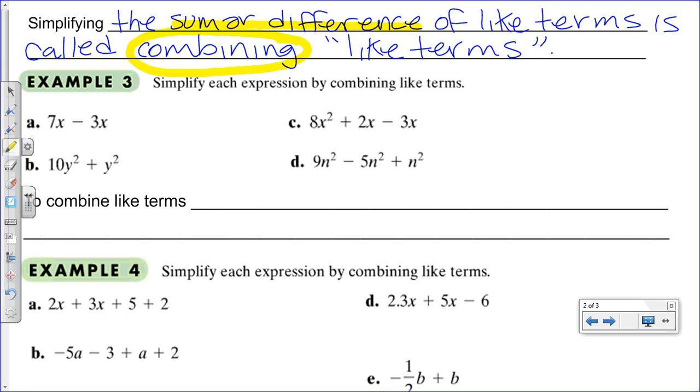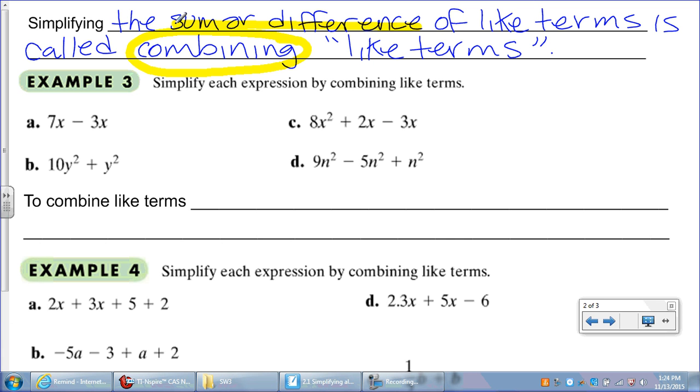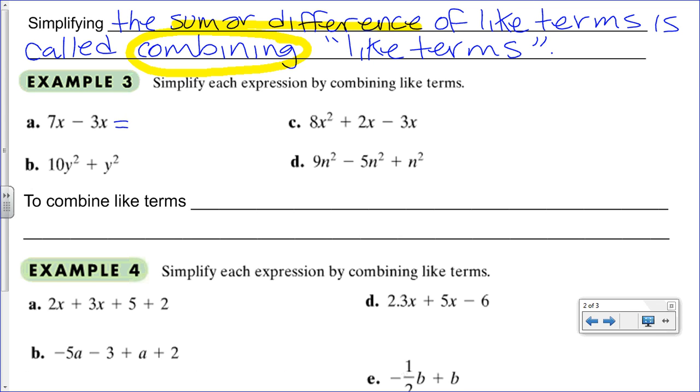So I'm going to do example 3, and then you guys will do example 4. Okay? So what we do here is we are going to add coefficients. But let's not forget, for example, here I can't just say the answer is 7 minus 3, which will be 4. What am I missing there? X, right? So I still need to consider that we're multiplying that 4 by x, all right?